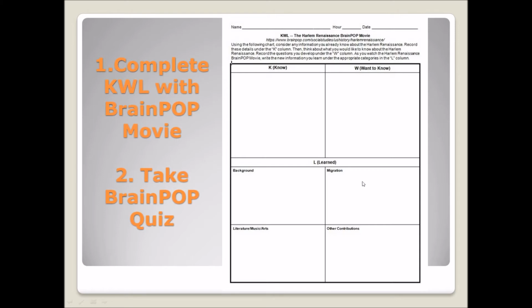Over here is migration. If you are not sure about the definition of migration, it is the process of going from one region or place to another. In this section, we're going to record anything we learned from the video about people going from one particular location to another. In this category, we're going to write anything we learned from the movie about literature, music, or arts.